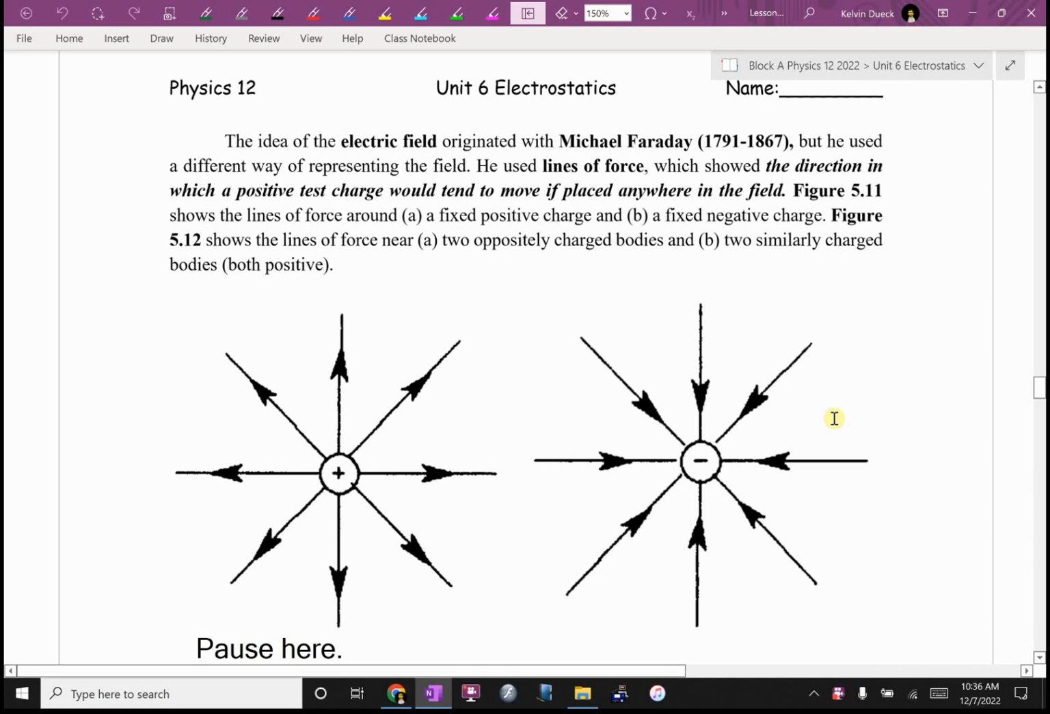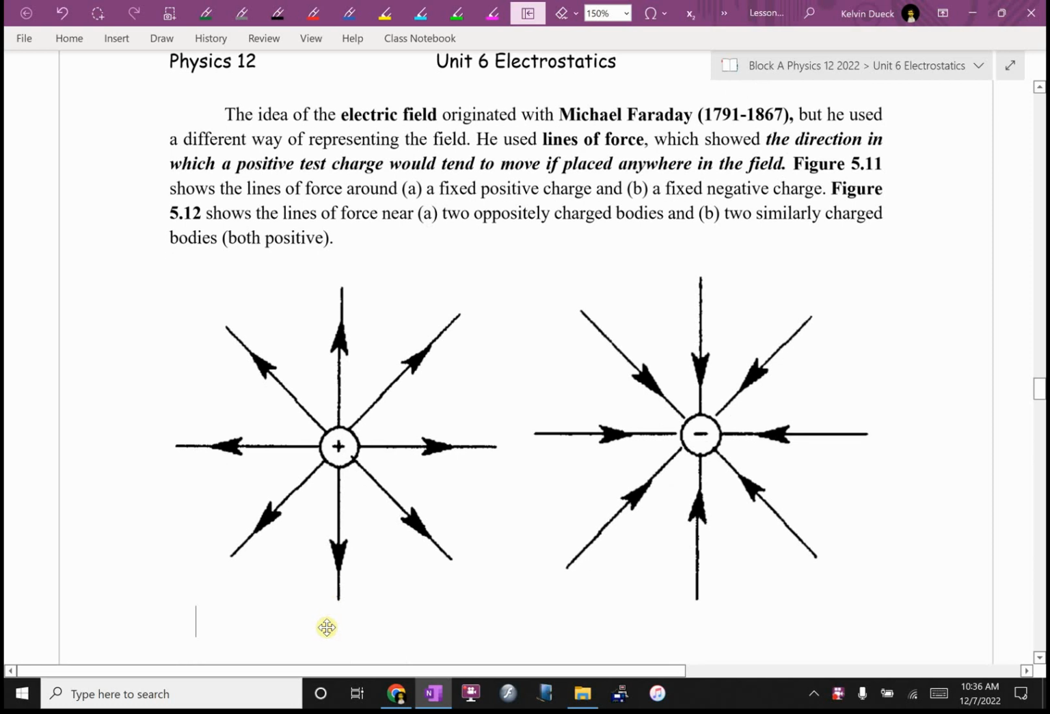So we talked last day about Michael Faraday, one of my nerd heroes, the father of electricity and magnetism. Basically, most of our discoveries come from him. He was the one who gave us these pictures of electric field lines. Let me tell you a little bit about how we interpret these.